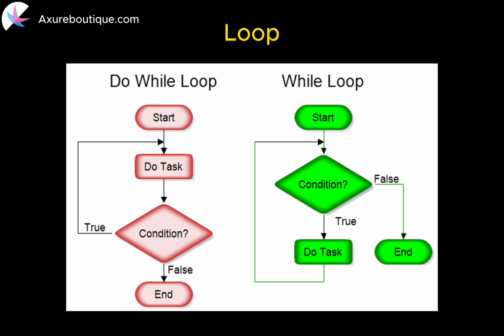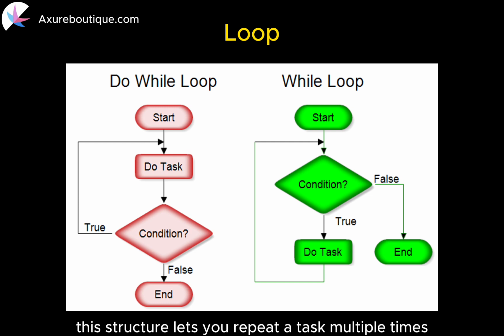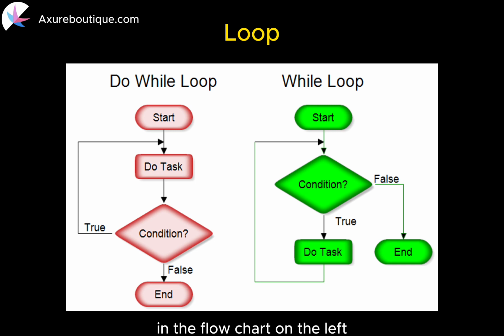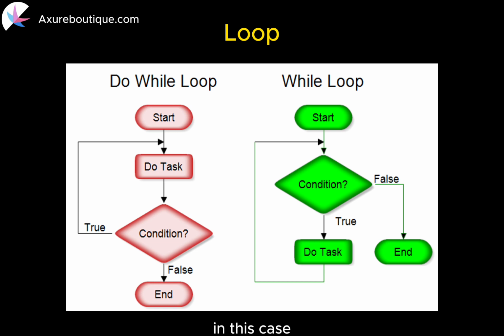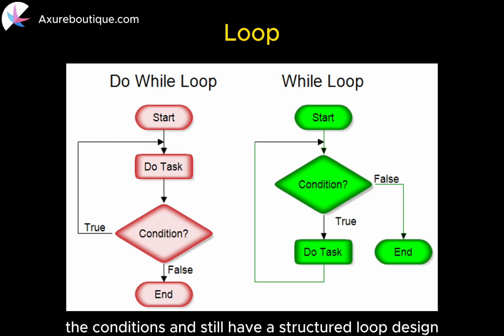Loop. This structure lets you repeat a task multiple times. In the flowchart on the left, the task is done repeatedly until the condition is false. It always does the task at least once. In the flowchart on the right, the condition is checked first, and the task is done as long as the condition is true. In this case, the task may not be done at all. You can also reverse the conditions and still have a structured loop design.